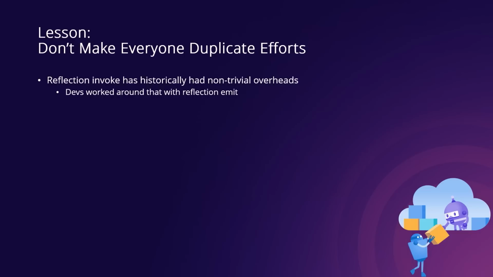So reflection invoke: you use reflection to get something like a method info, and then you want to dynamically invoke it. You call method info.invoke, pass in your object array of arguments, and get back your object result. It's very dynamic. It's also relatively expensive.